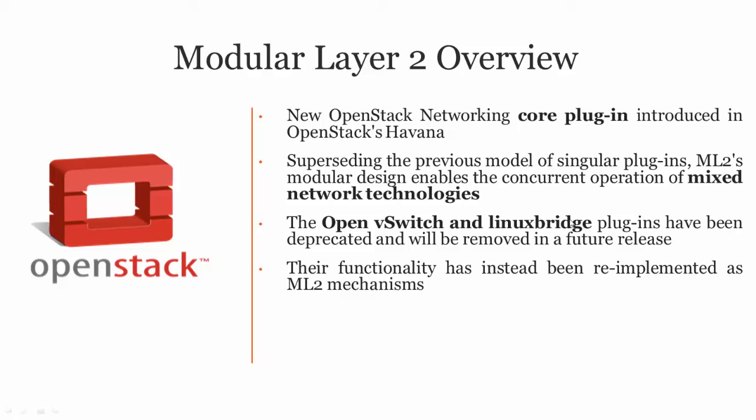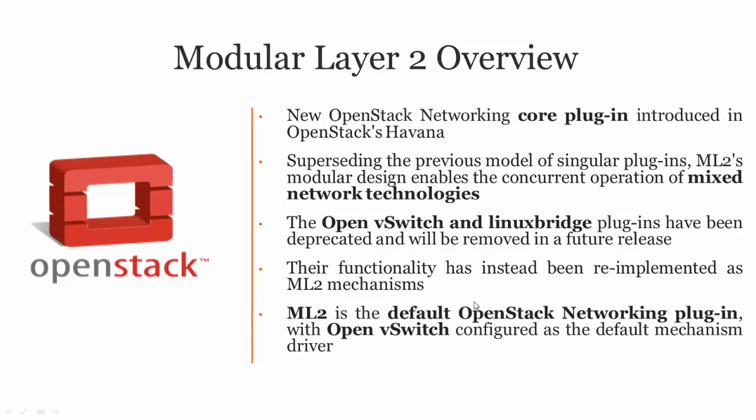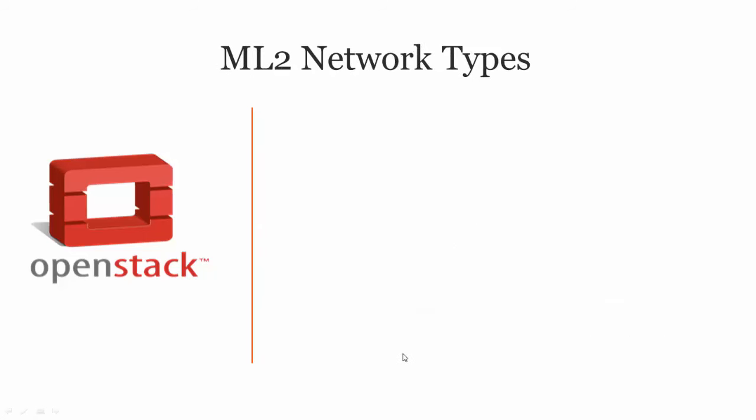This kind of OpenvSwitch or Linux Bridge, their functionality has been re-implemented as an ML2 mechanism. It means that even if we use Modular Layer 2, we can use OpenvSwitch or Linux Bridge for our virtual machine service. Now the Modular Layer 2 is the default OpenStack networking plugin. To configure or implement Modular Layer 2, normally we use OpenvSwitch or Linux Bridge, but in this video I will use OpenvSwitch.